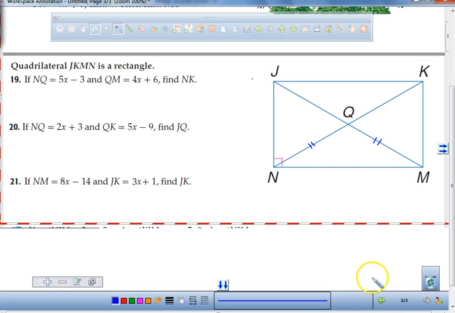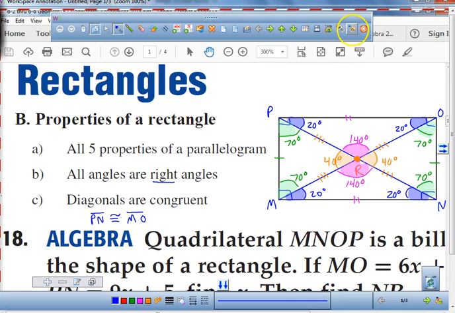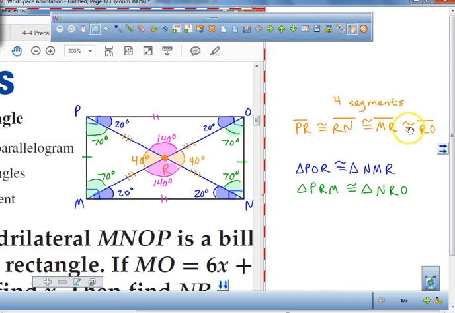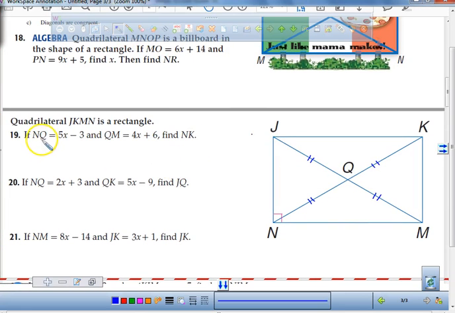They're congruent. Why do we know they're congruent? Because all of these little segments right here, if we go back to our picture, all of these 4, remember we talked about all those 4 right here, we have 4 segments that are always what? Congruent to each other when you bisect those diagonals. So we know those are congruent. So the first thing we do is do what? Set NQ equal to QN.